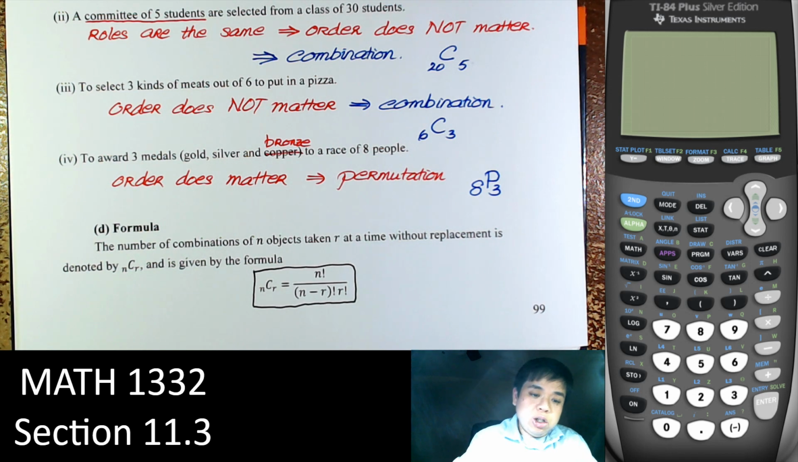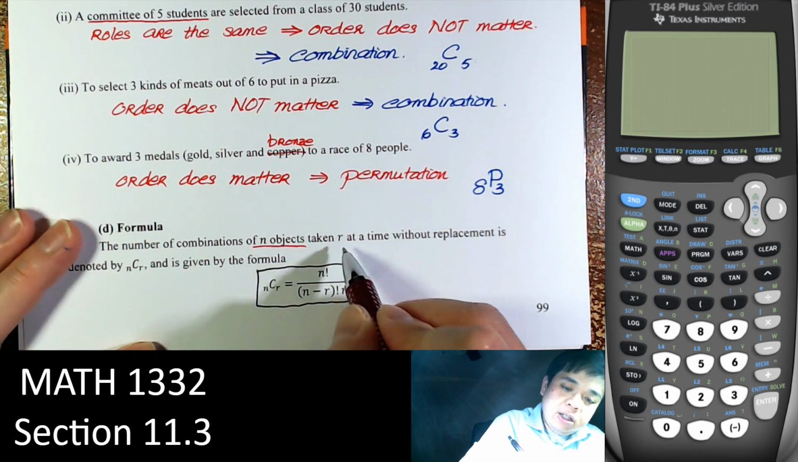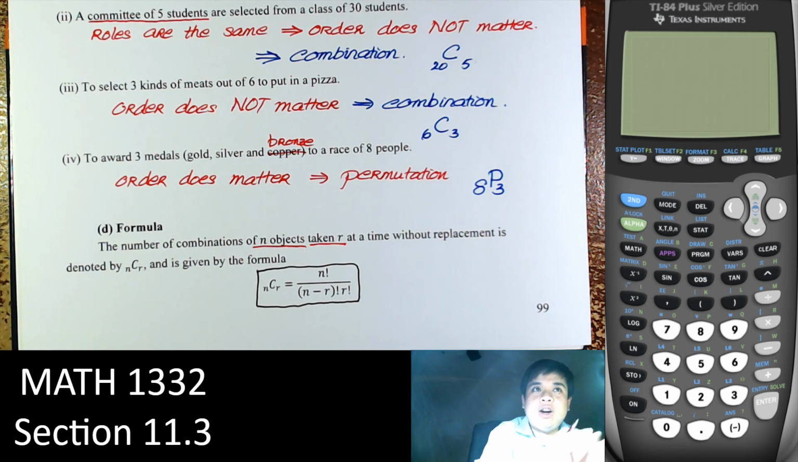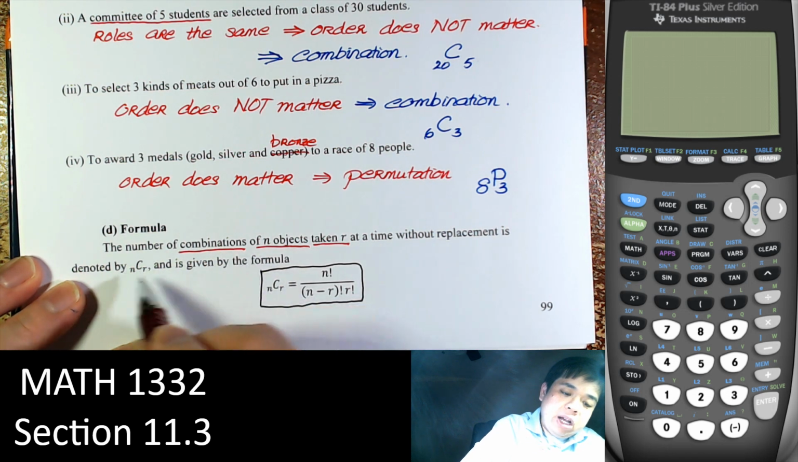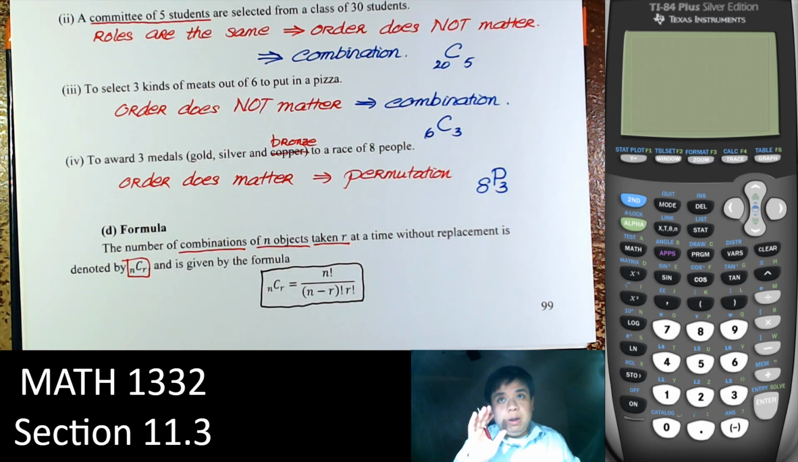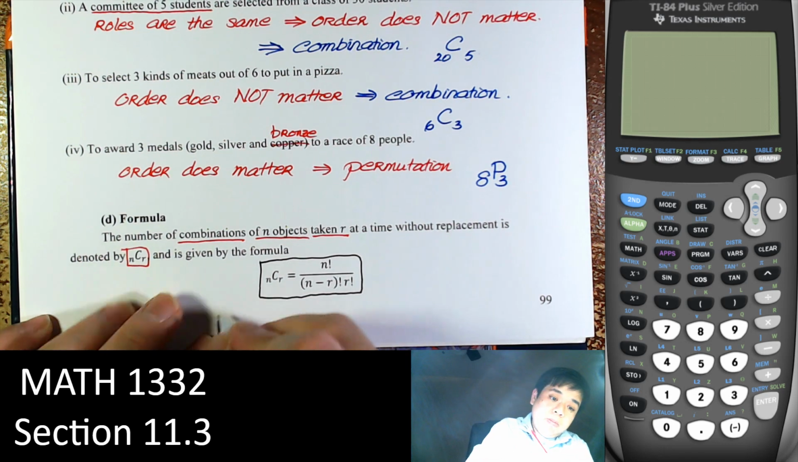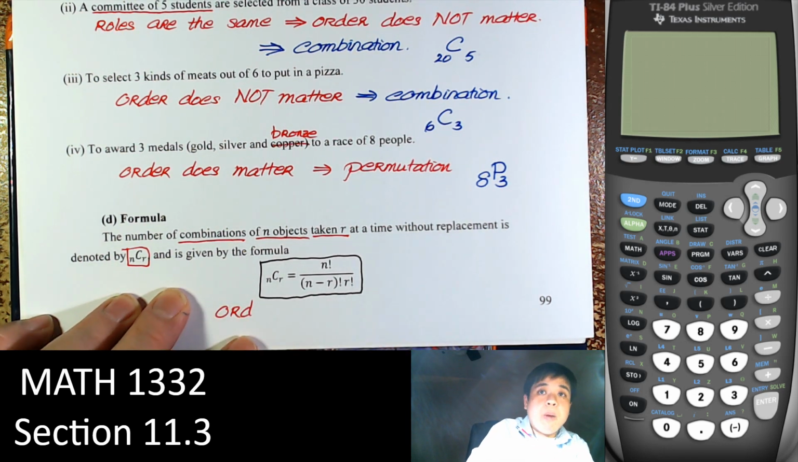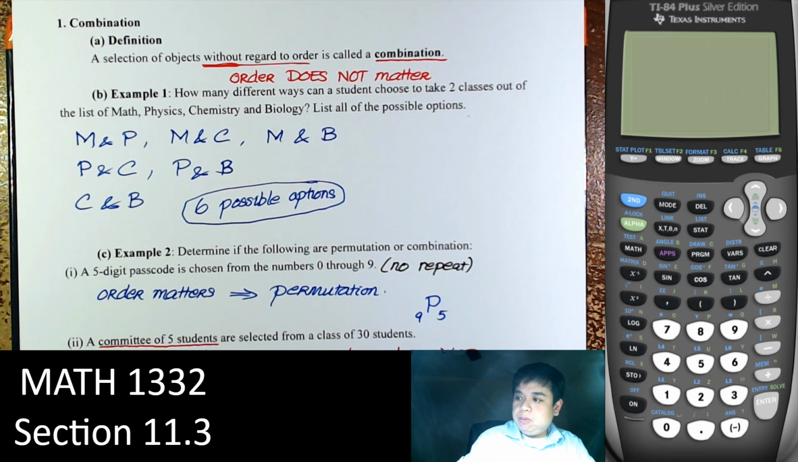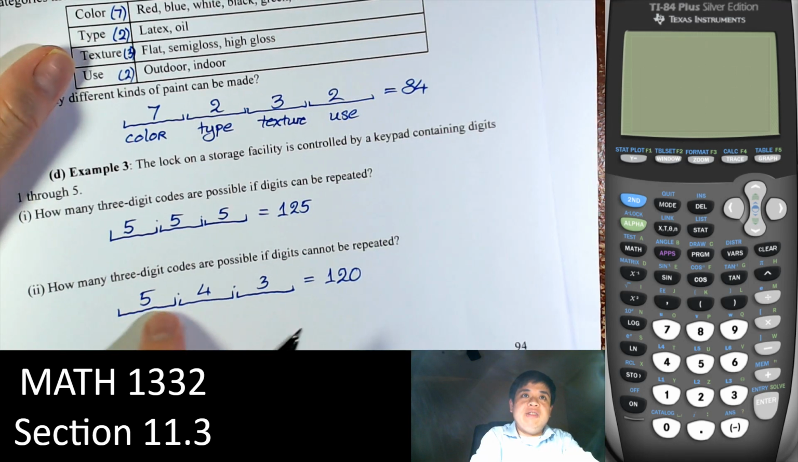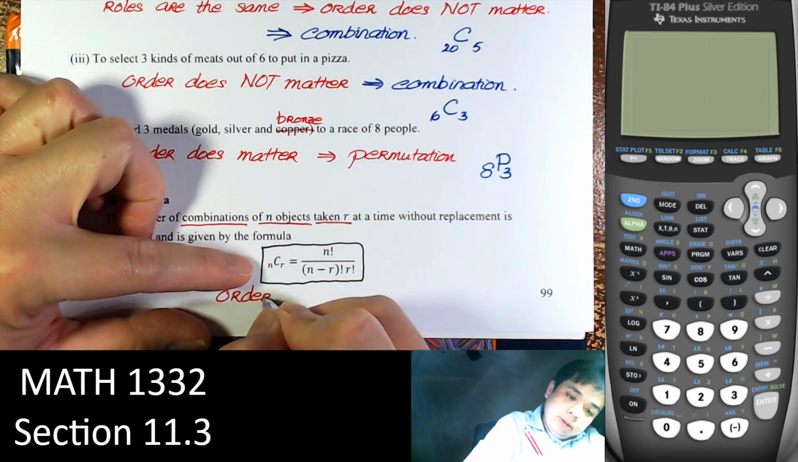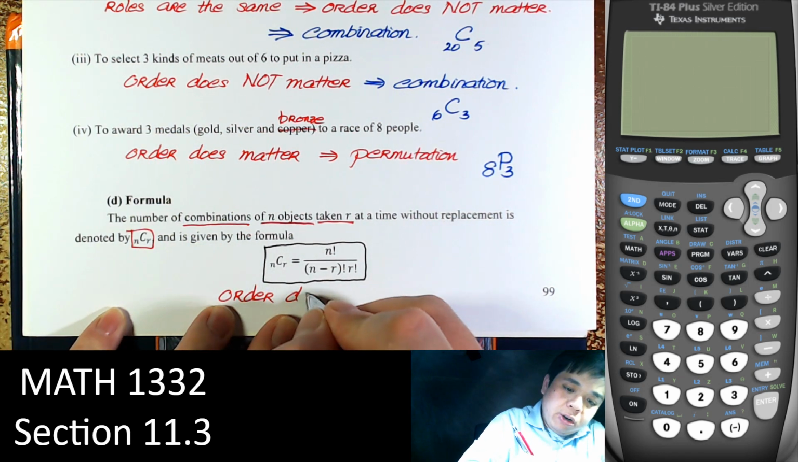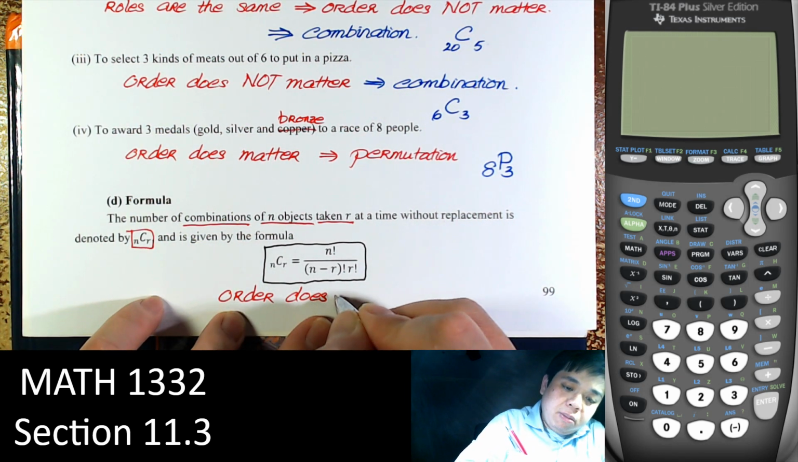So we choose an object, take r out of n objects, and the formula, of course with no replacement, for combination is this. Very important when we say order does not matter, where we say combination, never do the problem by giving a slot like this. For combination, we're not going to give slots like that. So order does not matter.